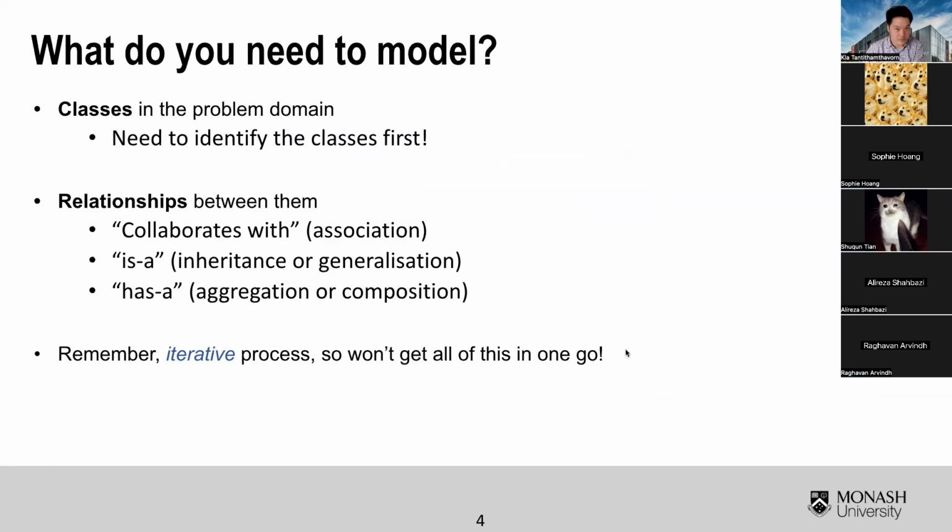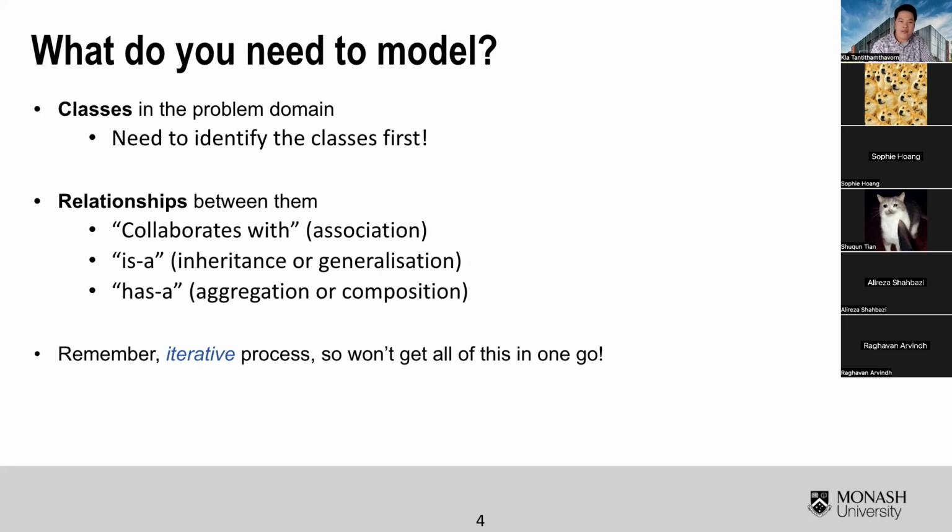Okay. What do you need to model, right? When we draw the class diagram, of course, we need to draw the class and draw the relationship. And there are 3 different types of relationship. First is the association, general association. The second one is the inheritance or the generalization. And the third one is the aggregation or the composition.